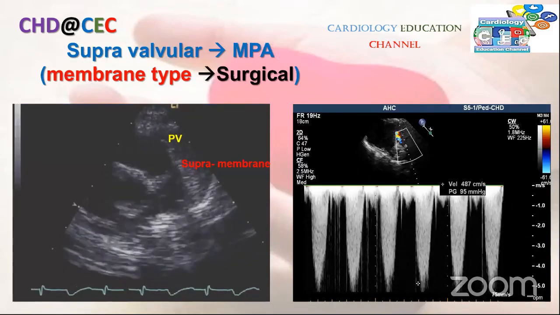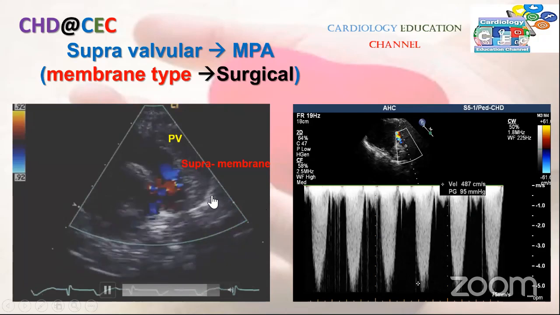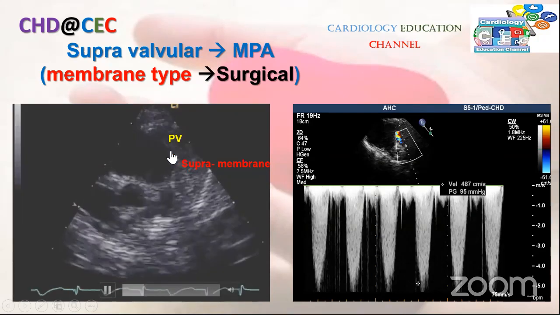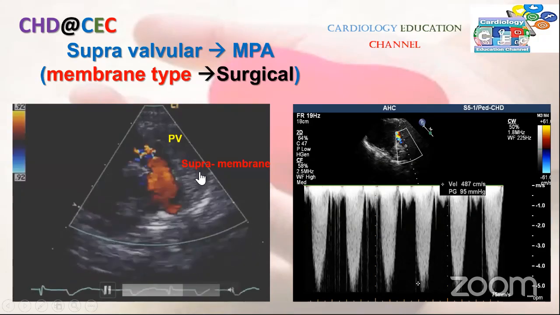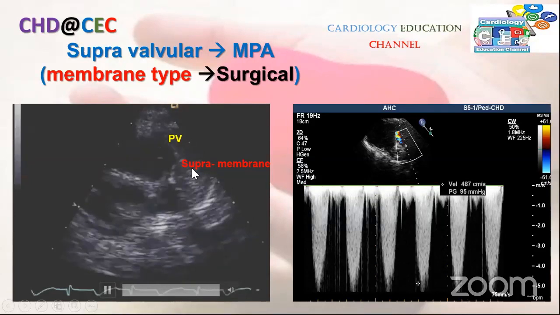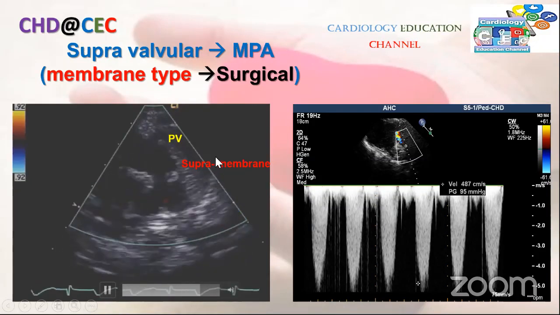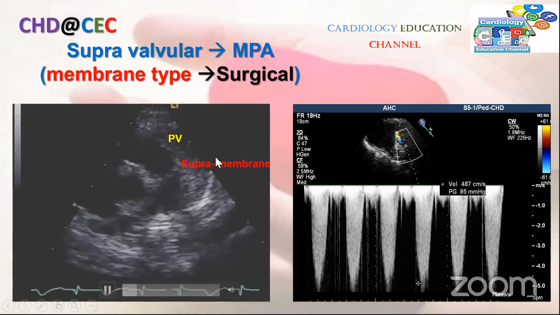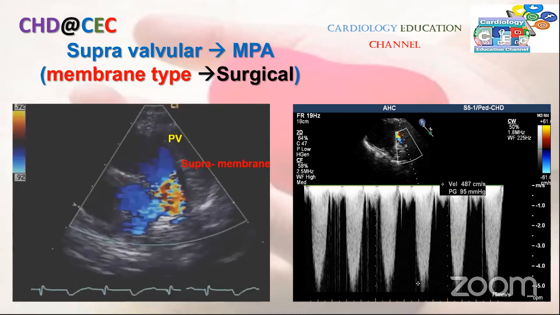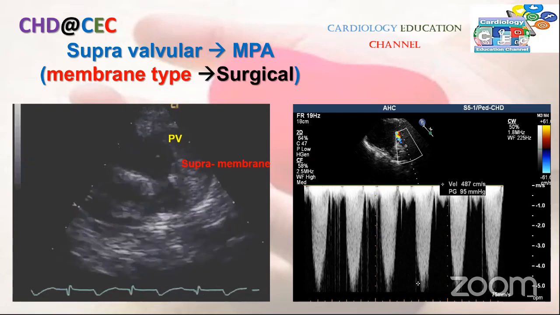Another example of membranous type of supravalvular pulmonary stenosis, we can see here the pulmonary valve. Sorry for the poor quality of the image. But sometimes you have at the sinotubular junction a ridge-like or membrane-like type of obstruction in the supravalvular pulmonary stenosis.